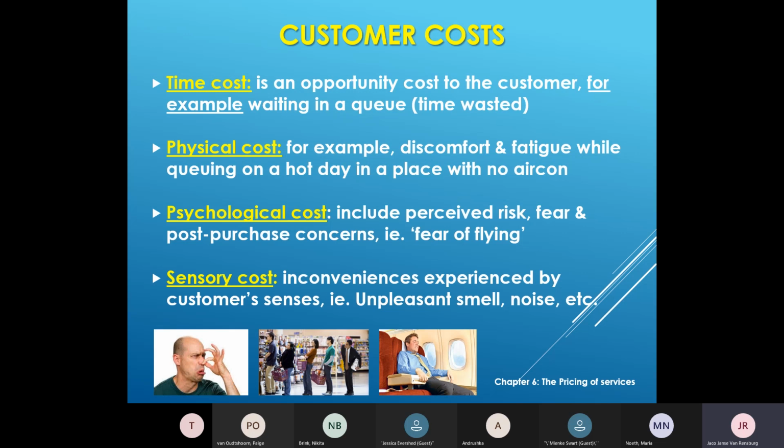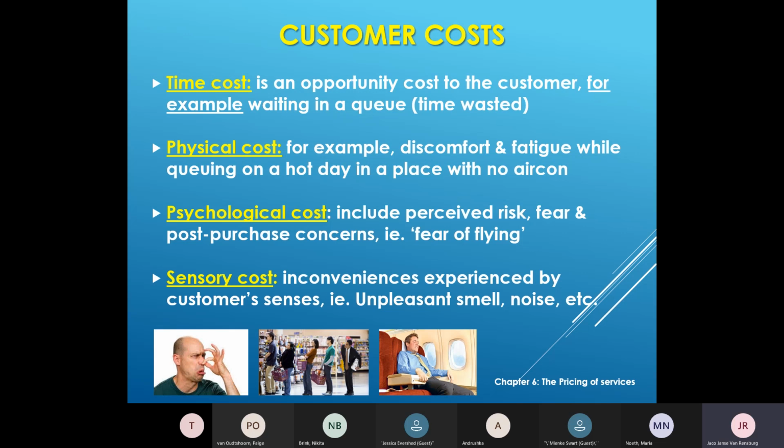Your sensory cost, that is, for instance, anything to do with your senses. For instance, unpleasant smells and loud noises can all affect your experience and add to what we call customer cost. Customer cost is what's included in determining the value that the customer perceives the service to be for them.